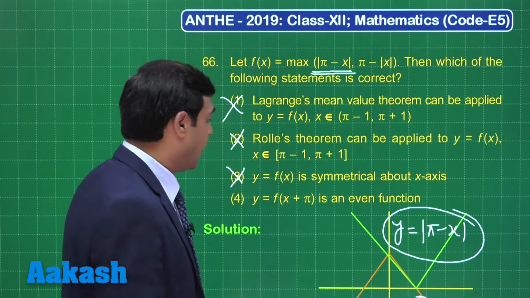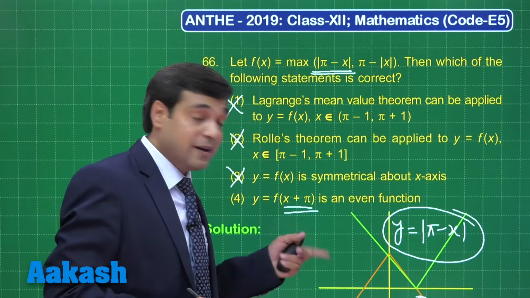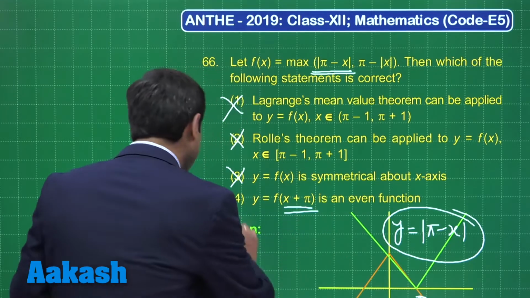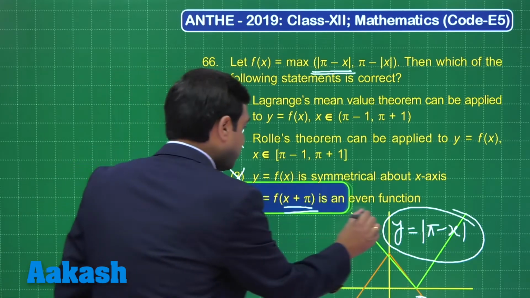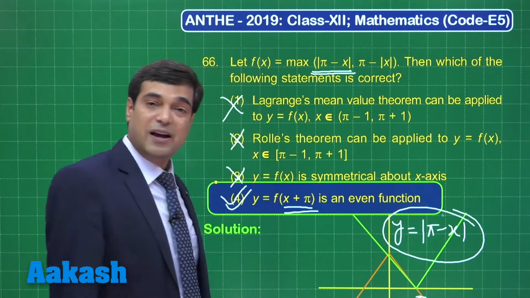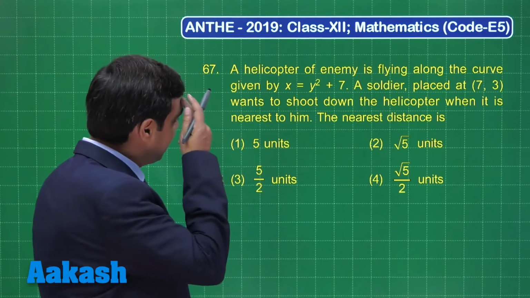f(x + π), when you talk about x + π, it will be |x|. Is an even function? Yes, that's the correct answer. So the correct answer for this question is option number 4. I'm sure this question is clear. Let's move on to the next one, that is the 67th question.